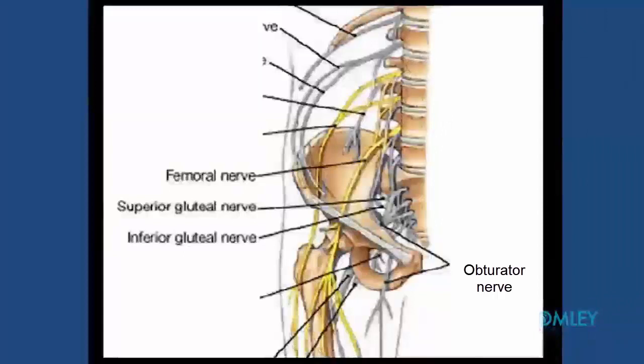And from exactly the same roots, L2, L3 and L4, we've got the obturator nerves. It's a smaller nerve, passes more medially to the brim of the pelvis. It runs along the brim of the pelvis before disappearing down inside the pelvis and coming out through the obturator foramen and going down into the medial compartment of the thigh for the adductor muscles. So that's the obturator nerve.